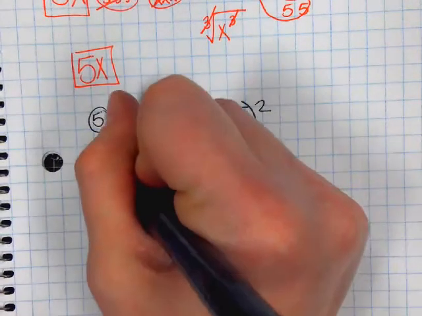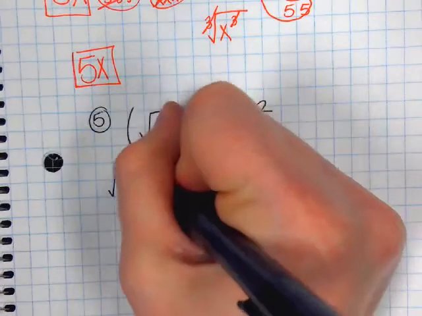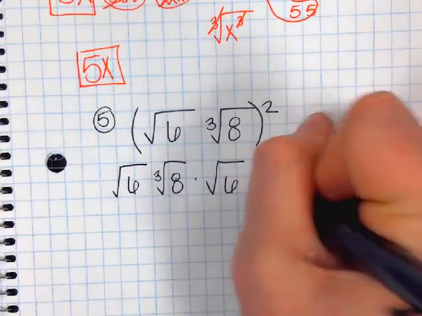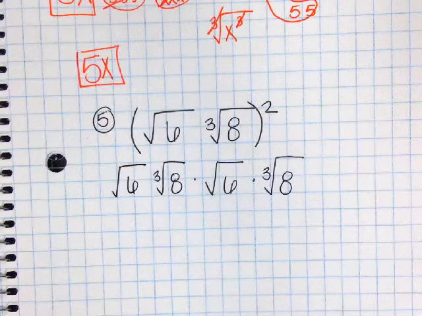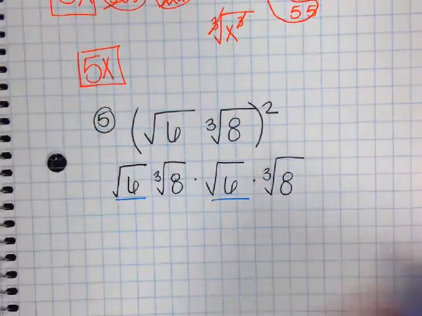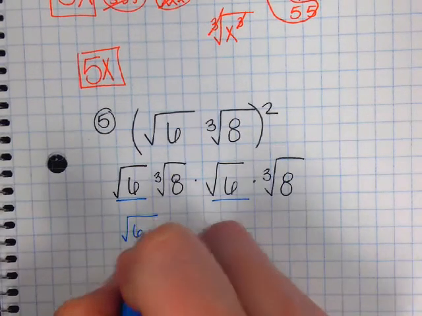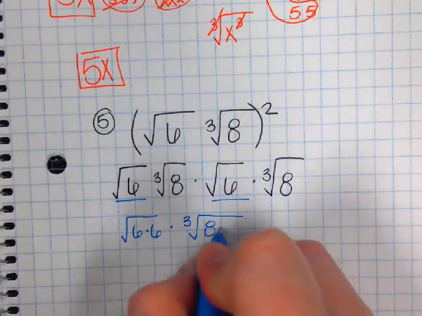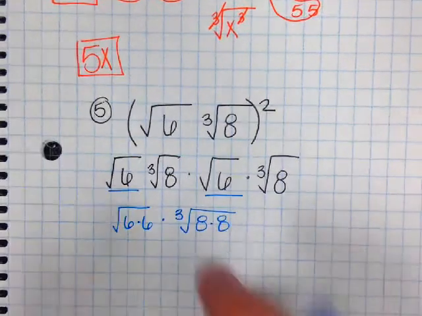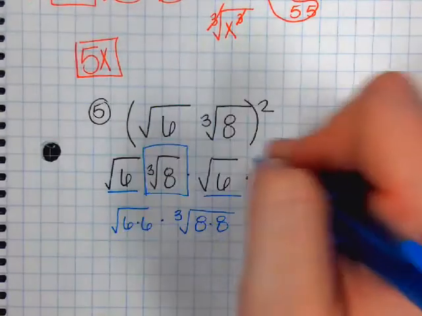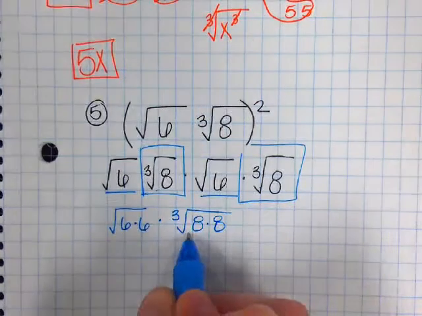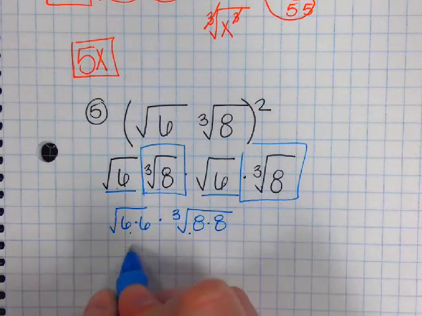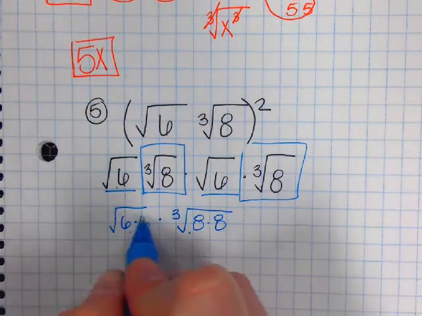But since there's a squared up here, don't distribute that squared and that squared. It's actually going to be square root of 6 times the cube root of 8 times the square root of 6 times the cube root of 8. So now this and this combine, so then it would be the square root of 6 times 6, and then the cube root of 8 times 8. So all I did was write these two under the same one and write these two under the same one. So 6 times 6 is 36.